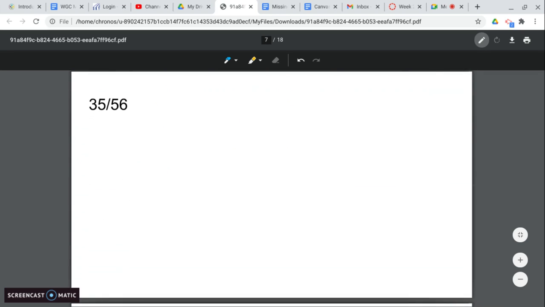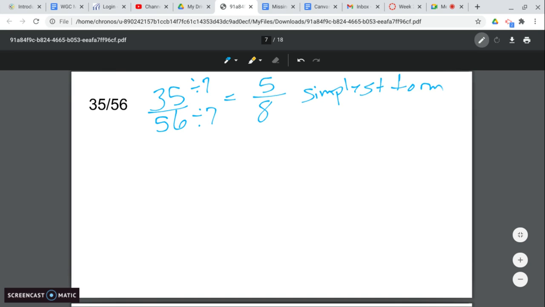All right, 35/56. So a lot bigger of a number, but are they both divisible by the same thing? Yeah, they are. 7 goes into both of these evenly. So we can divide both of them by 7. 35 divided by 7 is 5. 56 divided by 7 is 8. So this would be simplest form again. We can't take it any further. Now we can take 35 over 56 and multiply them both by 10 or any other number.